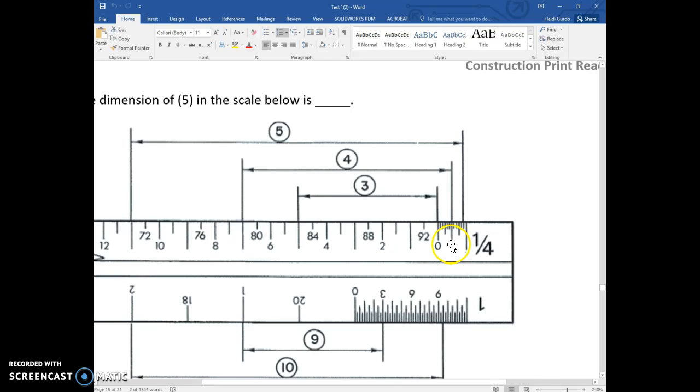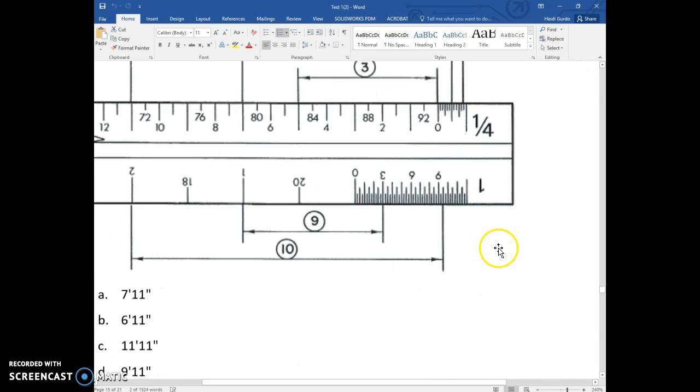For number 5, same thing, we're still looking at the 1/4 inch scale. We're going to have 11 feet, and then it's right at the last tick mark, so it's 11 feet, 11 inches.